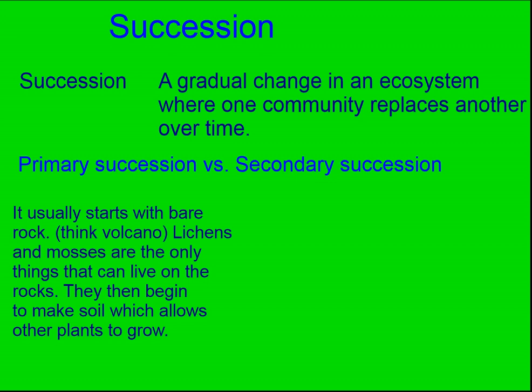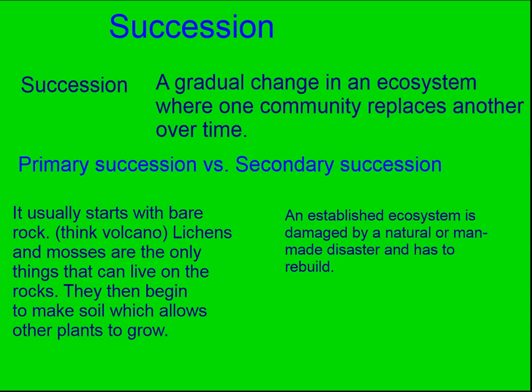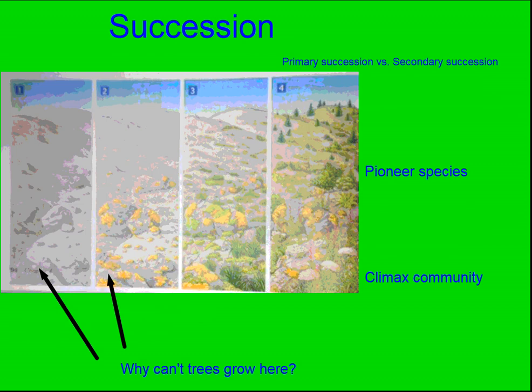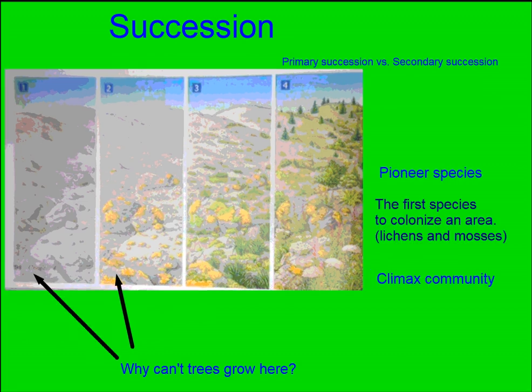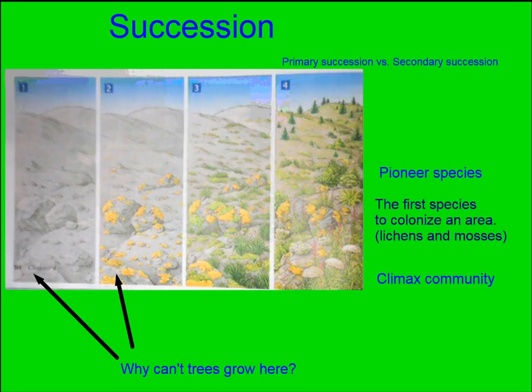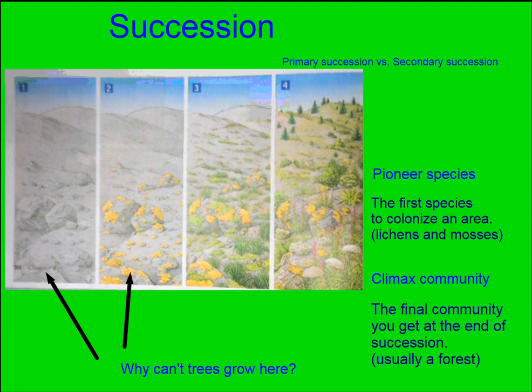Secondary succession is where you already have an ecosystem that then gets destroyed or damaged by either natural or man-made disasters and takes a few steps back and has to be rebuilt. Pioneer species are the first species to colonize an area. Those would be your lichens and mosses. The climax community is the community that you end up with in the end. On land ecosystems, that's usually going to be a forest.